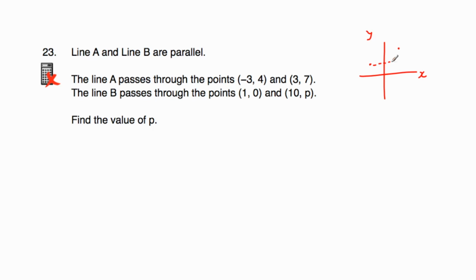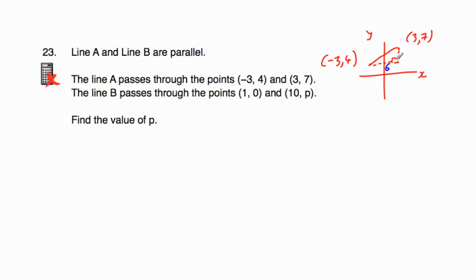So let's do our little right angle triangle that joins them up. Then we've got our line and our right angle, and let's label our points. This is the point (-3, 4), and this point up here would be the point (3, 7). So let's find our run. We're going from -3 across to 3, so that means our run would be 6.